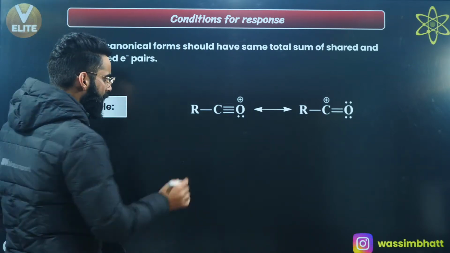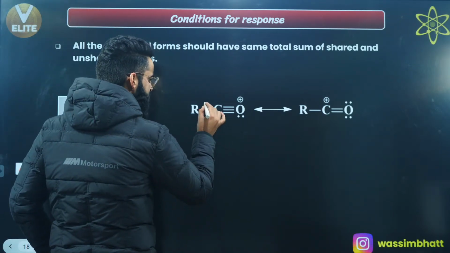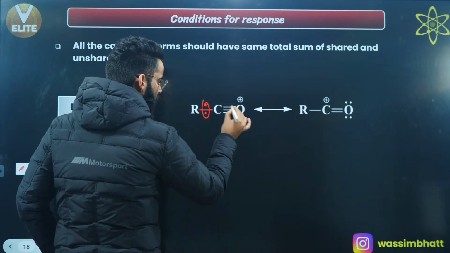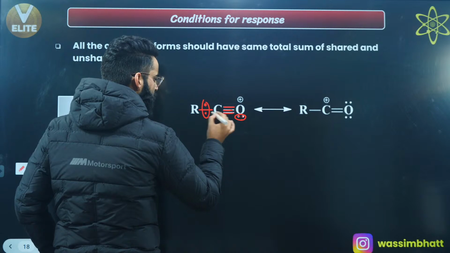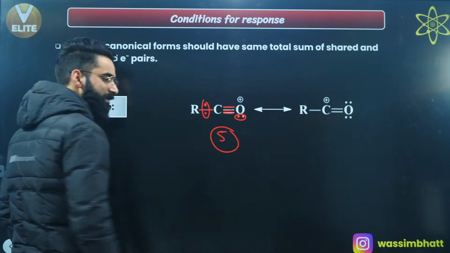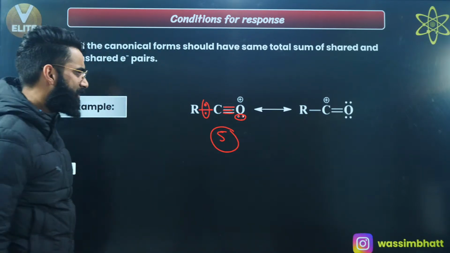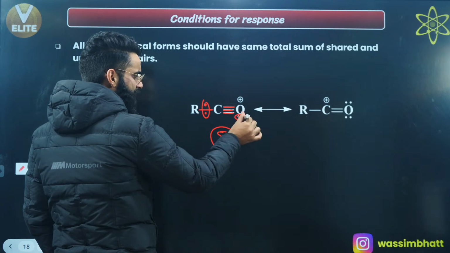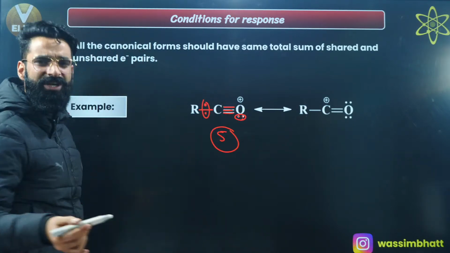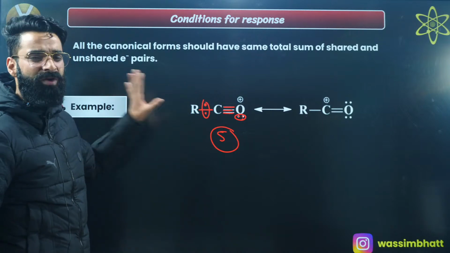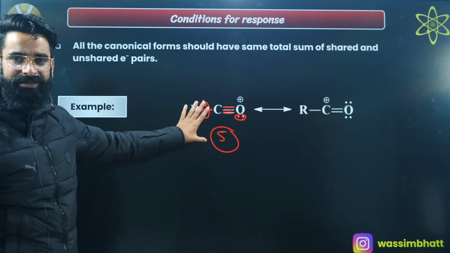Have a look. Over here there is a single bond. Single bond means there is one electron pair. Over here you have got 3 electron pairs and this is 1 electron pair. 1, 2, 3, 4, 5. So there are a total of 5 electron pairs, right? Basically there is one unshared pair of electrons, a lone pair, and there are 4 shared pairs of electrons. Or in general I'll say there are a total of 5 electron pairs in this canonical form.